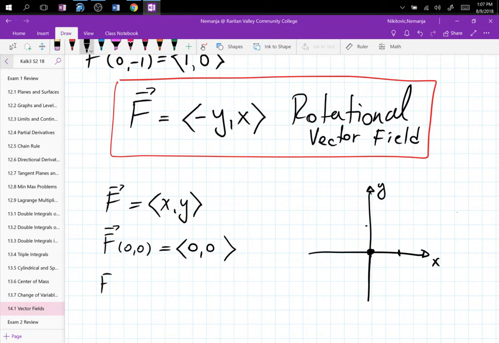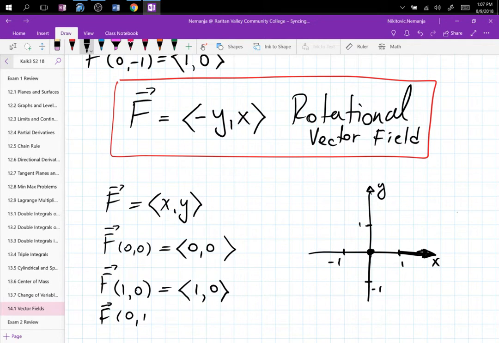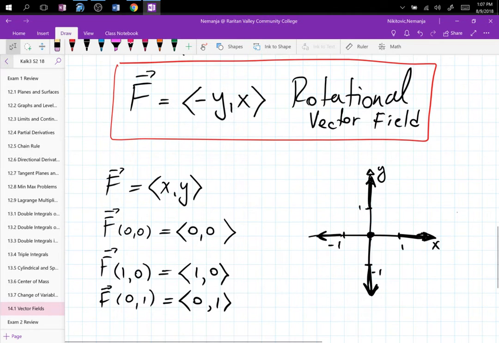Let's again do 4 easy points. Not important, it's just easy. F(1, 0) is the vector (1, 0). So that one is just going to go out from that point. The vector at (0, 1) is going to give me the vector (0, 1), which is just going to be this. So now, if you use the axes, you just get these 4 vectors.